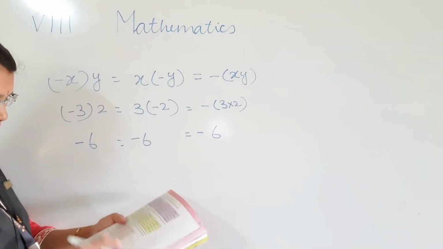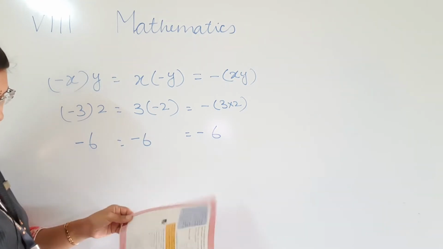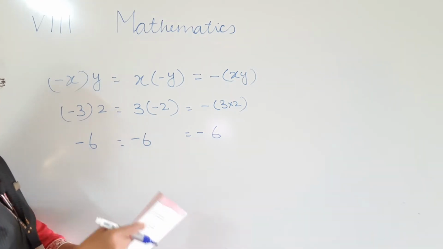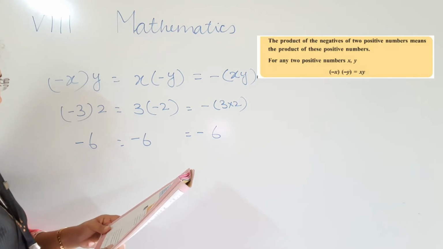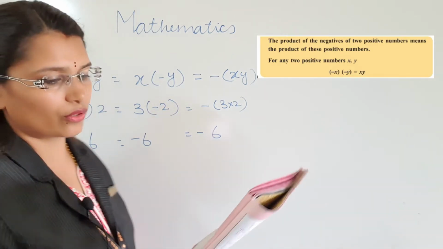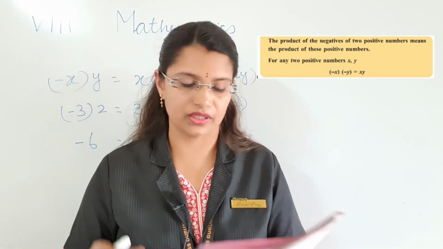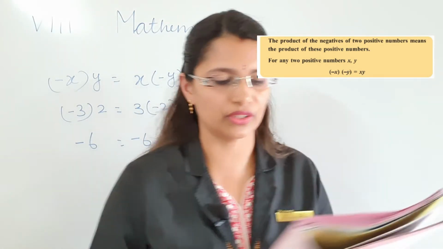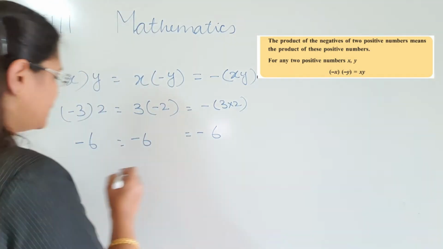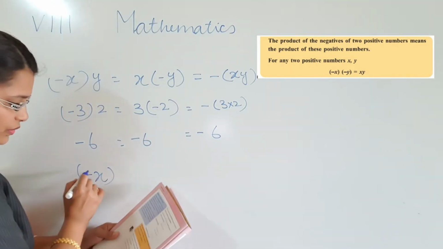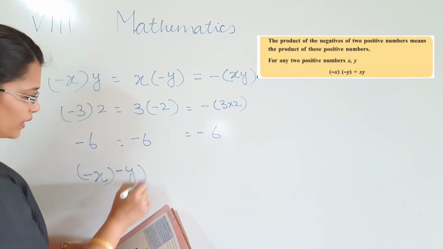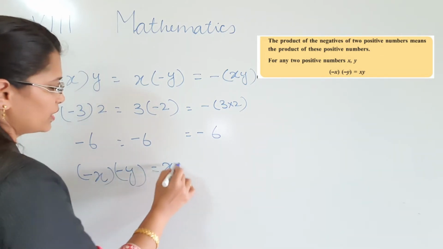And then children take page number 194. There also one yellow box is there. The product of the negatives of two positive numbers means the product of these positive numbers. For any two positive numbers x, y, minus x into minus y is equal to xy.